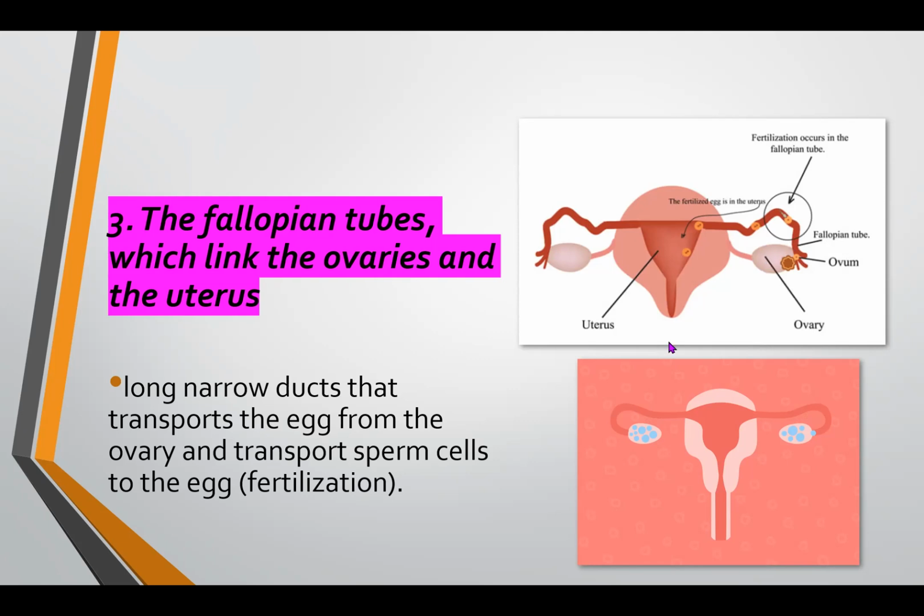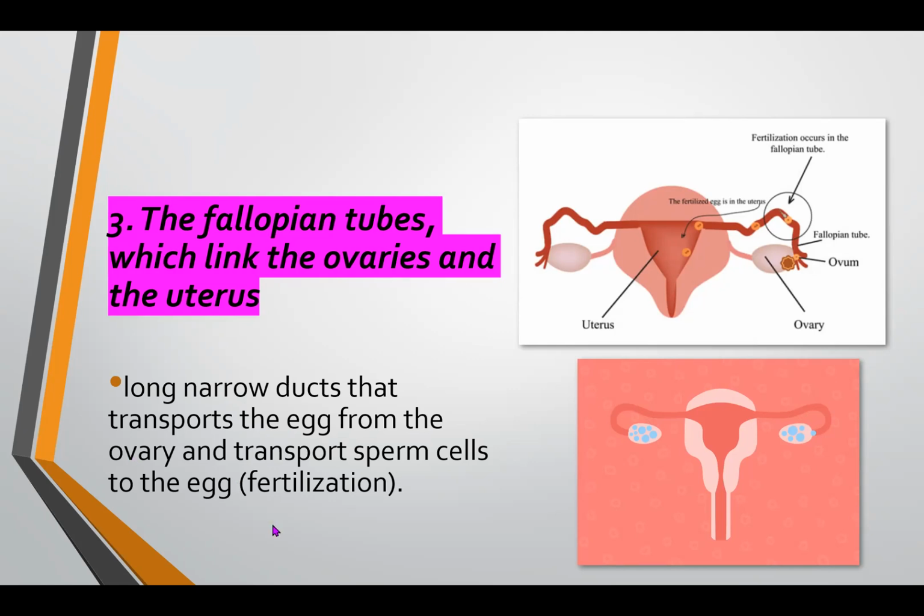Again, what do you call the tube that links the ovaries and the uterus and where the fertilization happens? Fallopian tube. Okay, very good. What happens in the fallopian tubes? What happens to the egg cell and sperm cell?